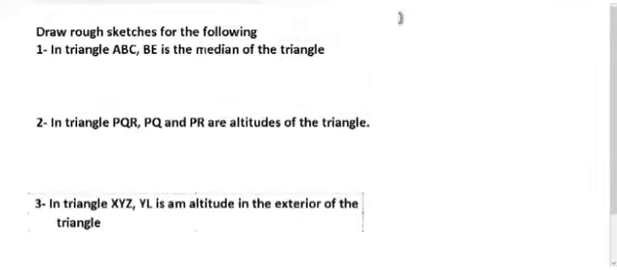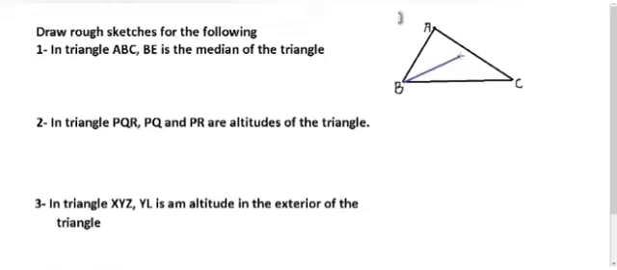We have the question here: we need to draw a rough sketch of the following triangles. In triangle ABC, BE is the median of the triangle. So I can draw a triangle ABC here, and BE is the median. Now BE is the median, which means it will start from vertex B, and because it is a median, it will divide the opposite side into two equal parts. So here E will be the midpoint of AC. So BE is the median.